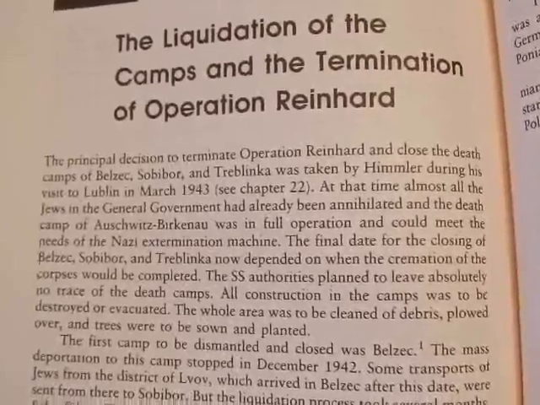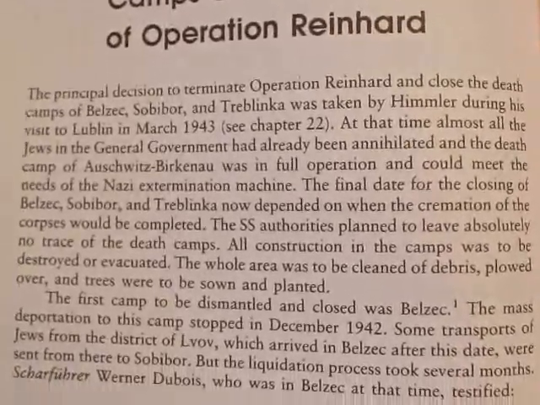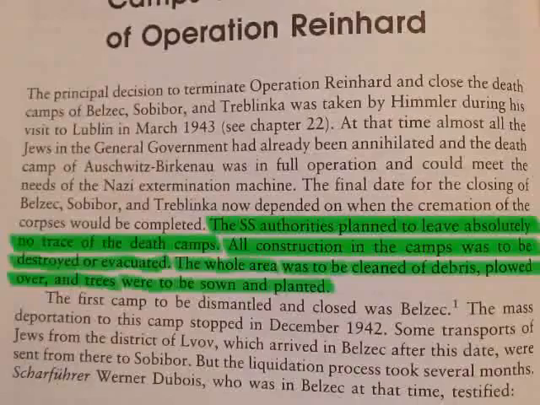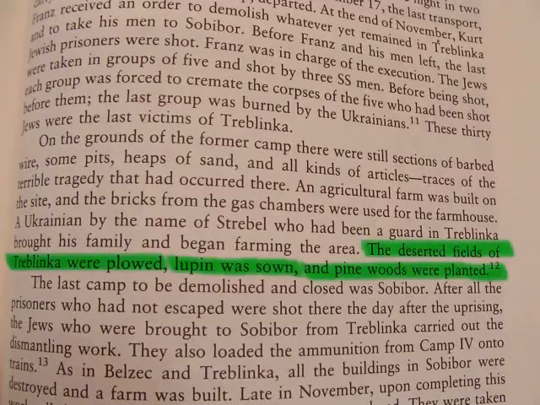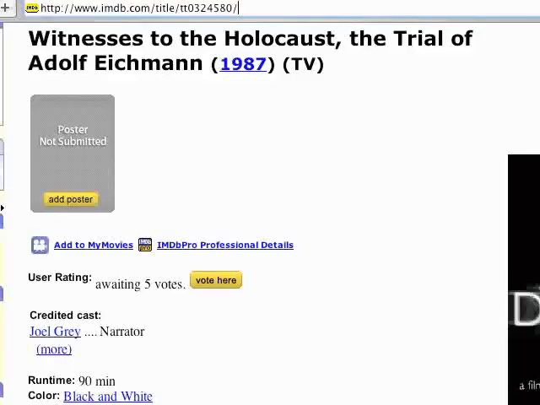And in Yitzhak Arad's book on page 370 we see, the SS authorities planned to leave absolutely no trace of the death camps. All construction in the camps was to be destroyed or evacuated. The whole area was to be cleaned of debris, plowed over, and trees were to be sown and planted. Then on page 373 he writes, the deserted fields of Treblinka were plowed, lupin was sown, and pine woods were planted. Consider these passages while watching footage of the 1961 Adolf Eichmann trial.